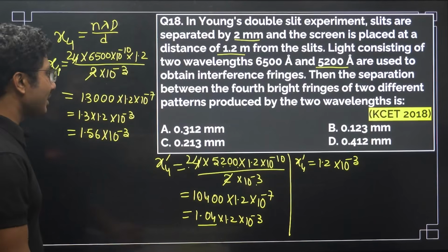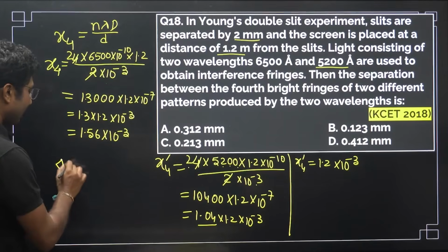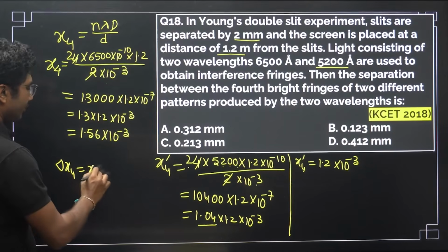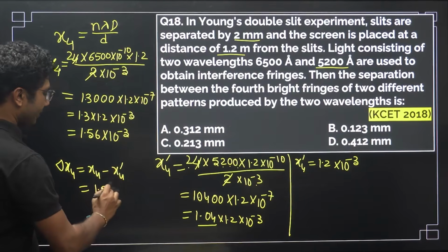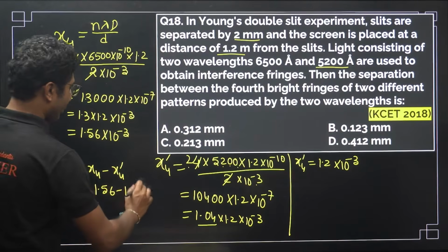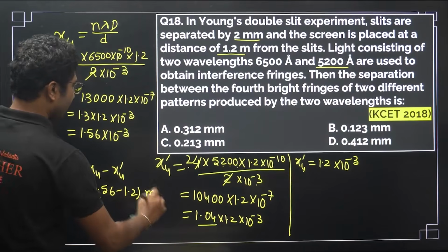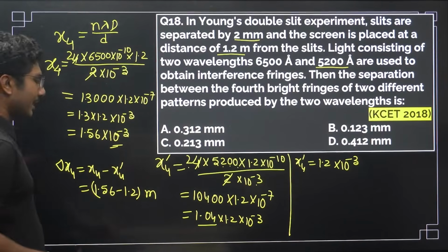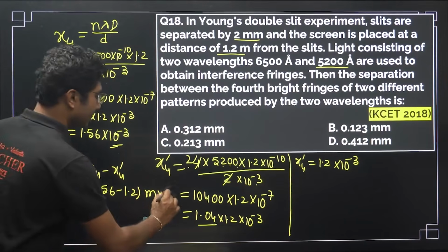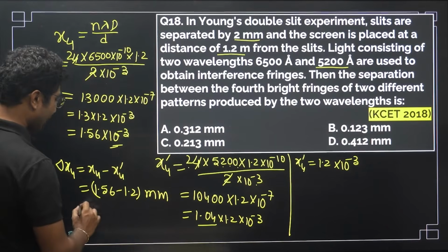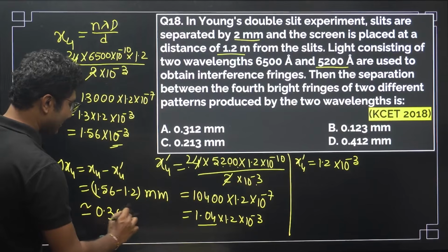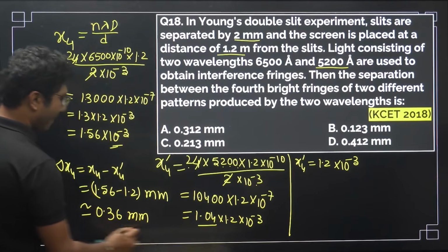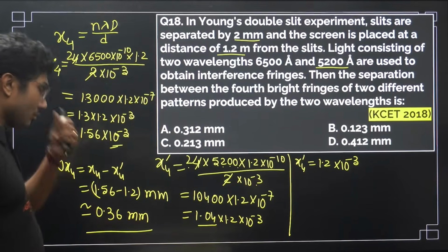So what is the difference between these two? What is the difference between the x4s? So x4 minus x4 dash, that is 1.56 minus 1.2 millimeter. 10 to the power of minus 3 means millimeters, right? So from here you can get almost equals to 0.36 millimeter. Let's see which answer is closest to this.